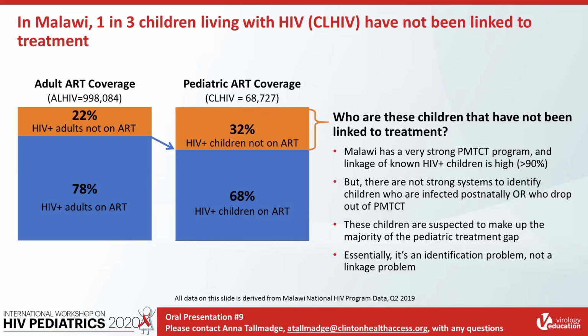We know that Malawi already has a very strong PMTCT program and that linkage of known HIV-positive children is high. So we suspected that the majority of these untreated children are actually undiagnosed, either because they had been infected postnatally or because they had defaulted from care. The nuance there is that we think this is primarily an identification problem rather than a linkage problem. And so if we set up systems to diagnose these remaining children, that would effectively close the pediatric treatment gap.